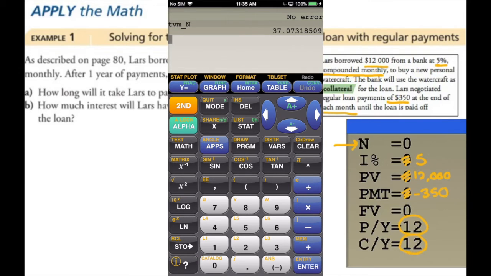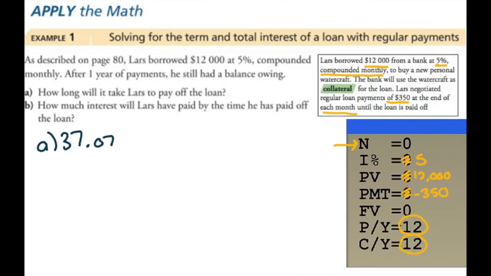And we can see that Lars will be making 37.07 payments. Which means, since these are monthly payments, he'll be making 37.07 monthly payments. And in fact, it will take him 38 months to pay this off because he will be making 37 full payments, and then that 38th payment will be somewhat smaller.